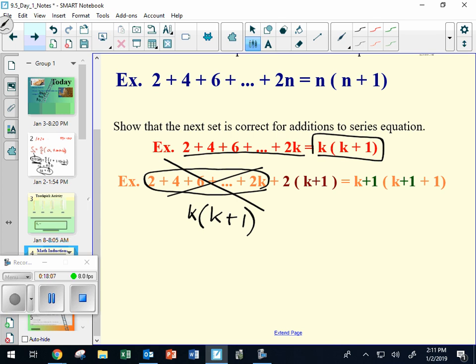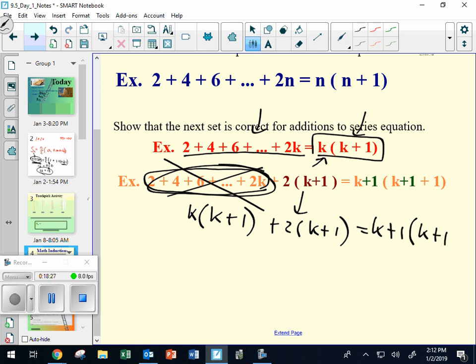All right. So now I've replaced this whole thing with that. Do you get that that makes sense? Because it says that that's equal to that. This whole thing is equal to that. So wherever they are, I should be able to swap them. Then I'm just going to bring this down. Plus 2 times k plus 1 equals k plus 1 times k plus 1 plus 1.